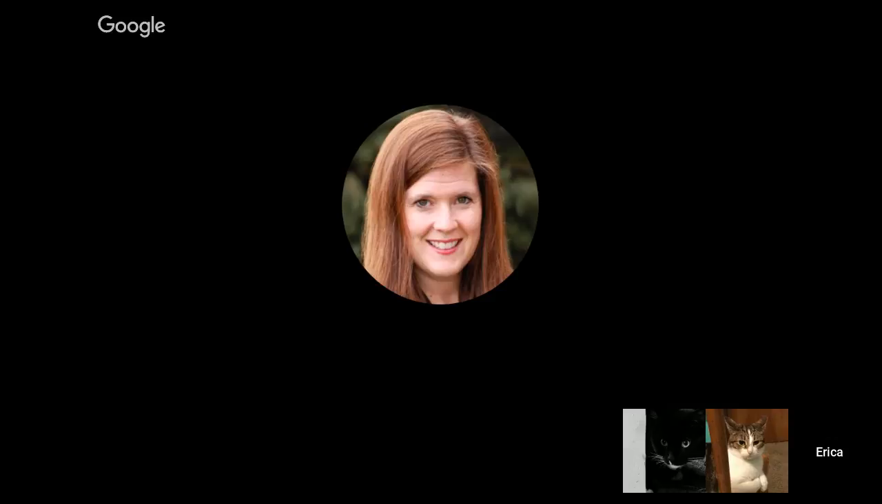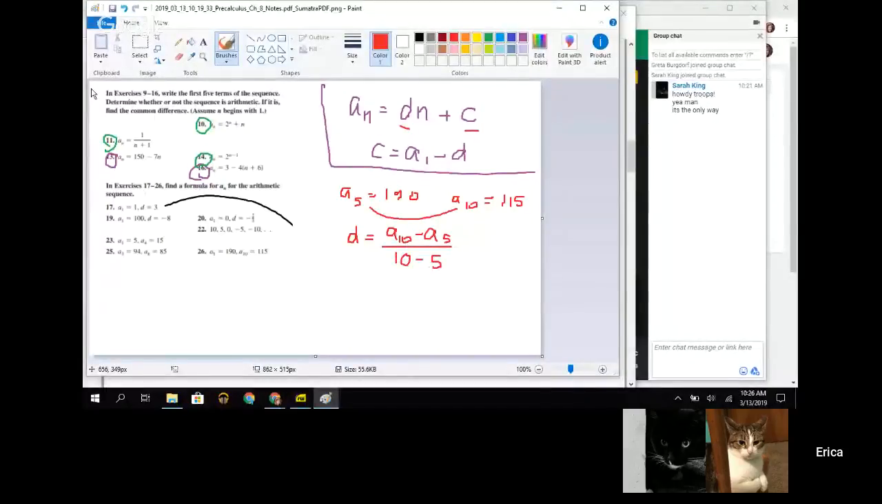So we have terms that are 5 apart. What we're going to do is say if I subtract 90 minus 115 and divide that by 10 minus 5, then I get that the difference is 75 divided by 5, or, oh, I did that wrong. I put my numbers in wrong. Did you see what I did here? I just assumed the bigger number was bigger.